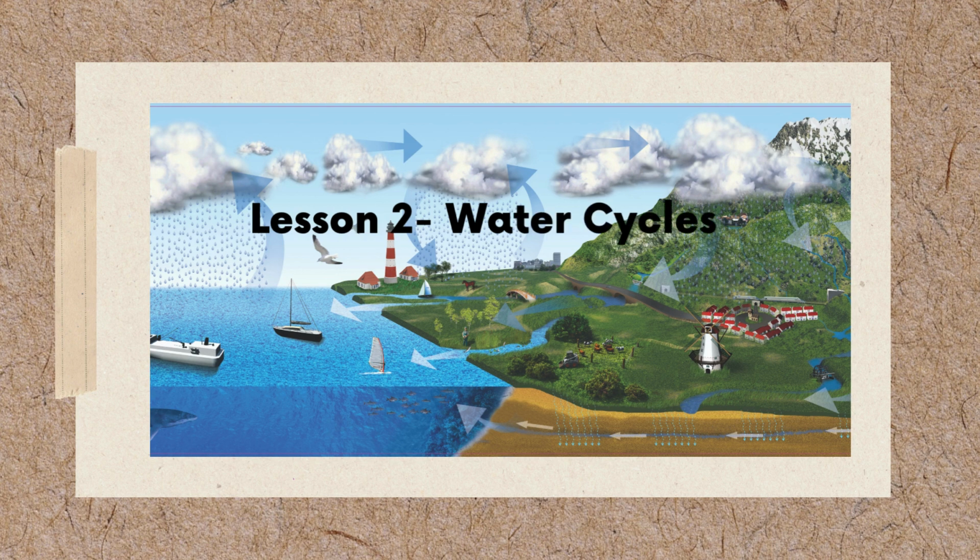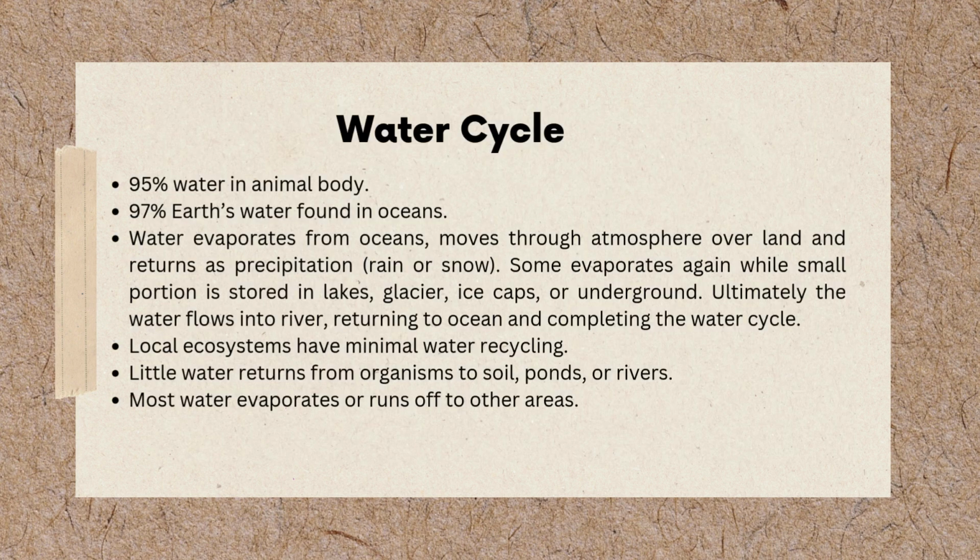Lesson 2: Water Cycles. As mentioned briefly in the previous lesson, water is crucial for life. Animal bodies consist of around 95% water. Around 97% of Earth's water is found in the oceans, making it readily accessible to marine life. In contrast, terrestrial organisms rely on the water cycle, which connects the oceans and the atmosphere.